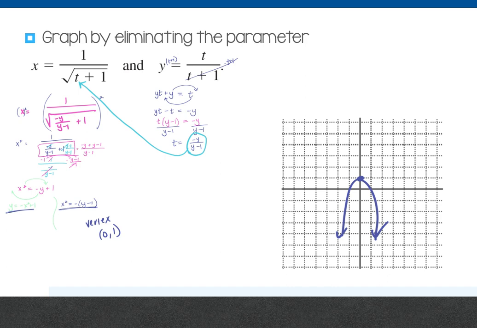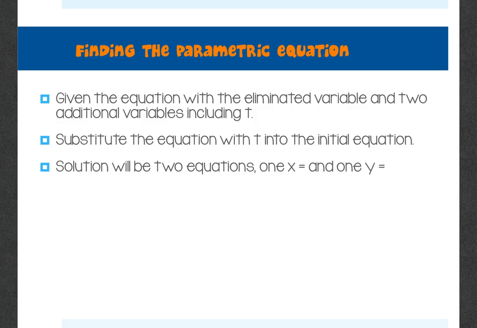Questions on that one? All right, so then the third thing, and the last thing, in parametric is you'll be given two equations. One is going to be parametric, will have a t in it, and one will not. And your job is to make it so that it does. So the goal, we're working backwards.